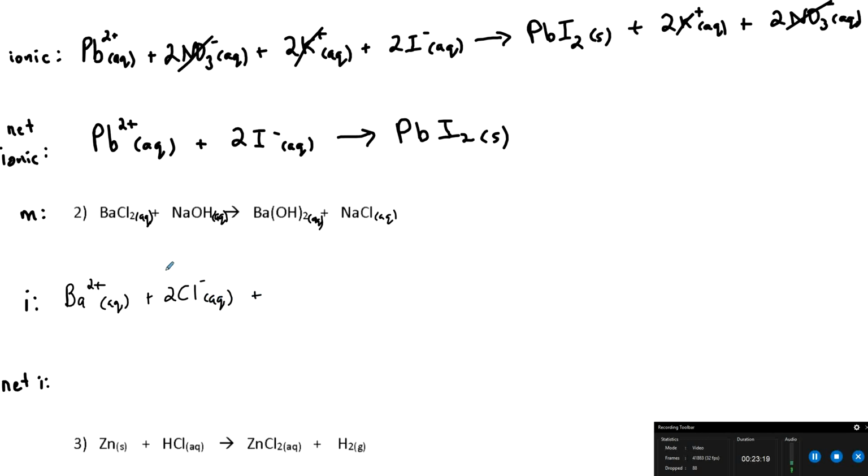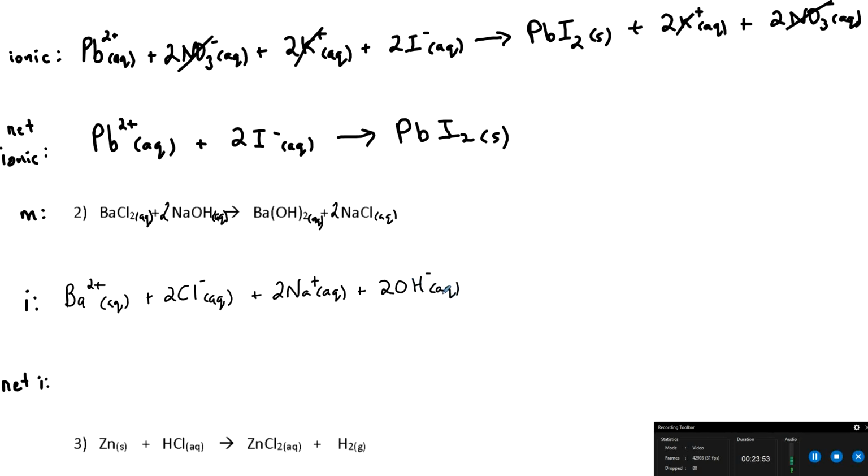Oh, sorry, I didn't balance this yet. I better do that. We need 2 hydroxides. Okay, and then we need a 2 here to balance out the sodium and the chlorine. Okay, so that luckily didn't affect this. This is still all good, but this would look like that. 2 sodium, 2 hydroxide.